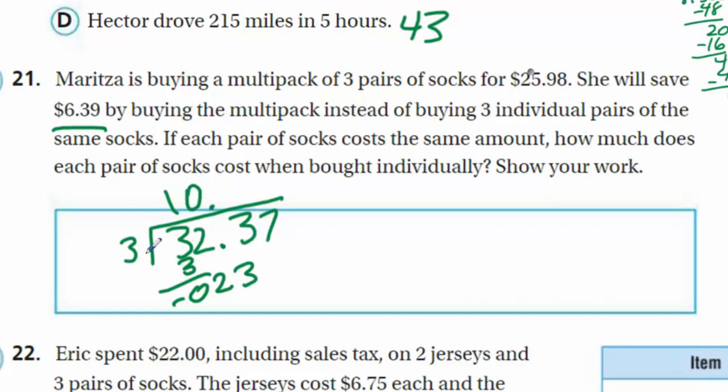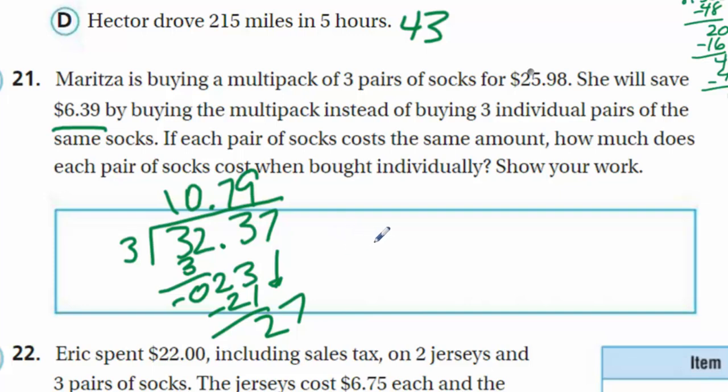Now I have a 23. 3 goes into 23. Looks like about 6 times maybe. Oh, 7 times. So 7 times 3 is 21. I'm going to subtract and I get 2. I bring down my 7 here. Oh, that's nice. Works out great, because 9 times 3 is 27. I'm going to go ahead and do that.